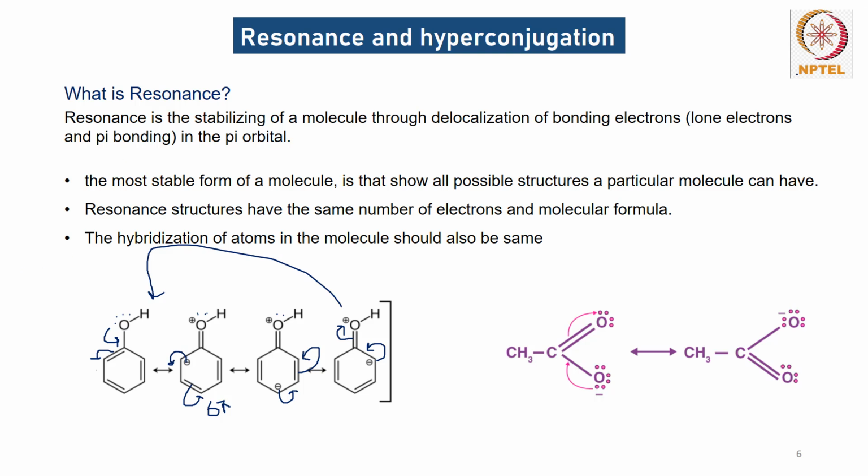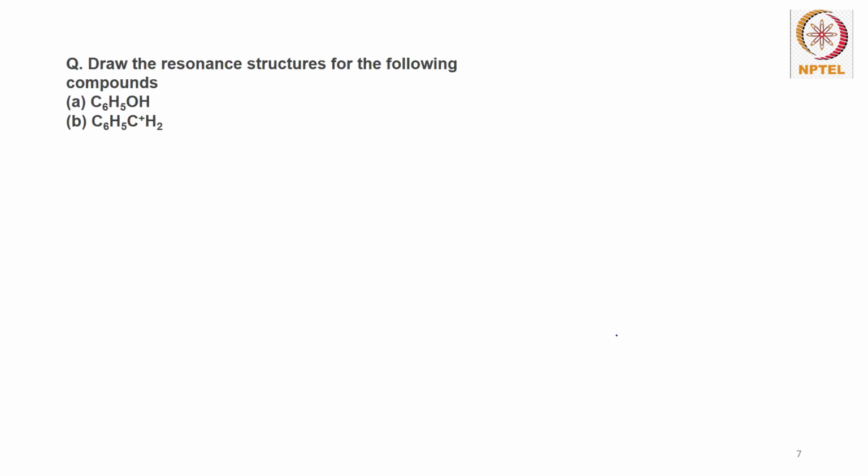Here I have shown another resonating structure. This is acetic acid, where this lone pair comes here, and so both the structures are equivalent because both the resonating structures are the same. Now let's draw the resonance structures of the following compounds. You don't have to send the answer, just try to imagine and solve it yourself. I'll give 10 seconds.